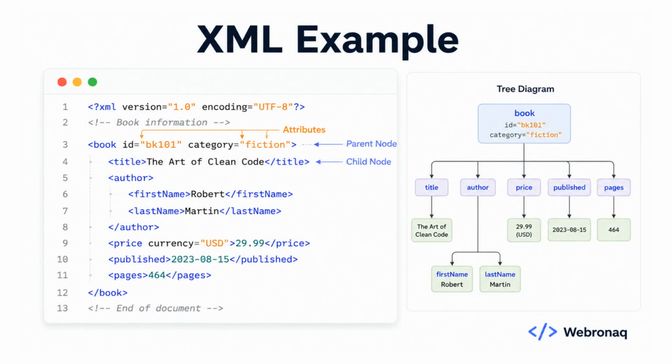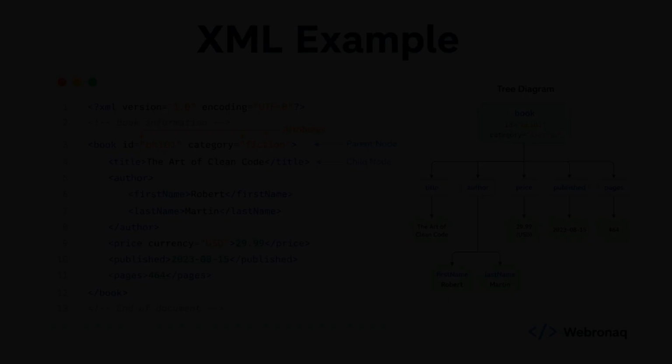What's interesting is that computers do not see this as plain text for very long. XML parsers convert this into an internal tree structure called the DOM, short for Document Object Model. That means your program can move through the data like navigating branches in a file system. You can ask questions like find all books or give me the title inside this node. This is why XML became popular long before modern APIs existed. It gave different machines a predictable way to exchange structured information. Next, let's look at where XML still appears in real systems today.